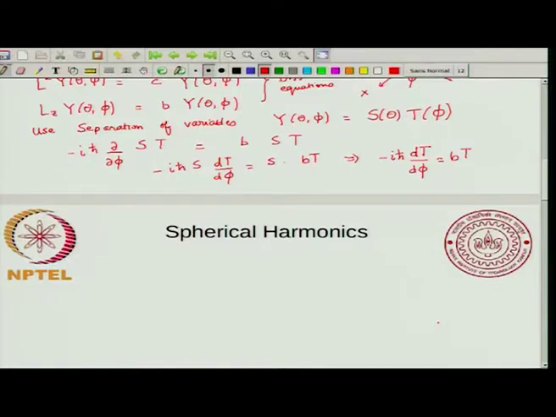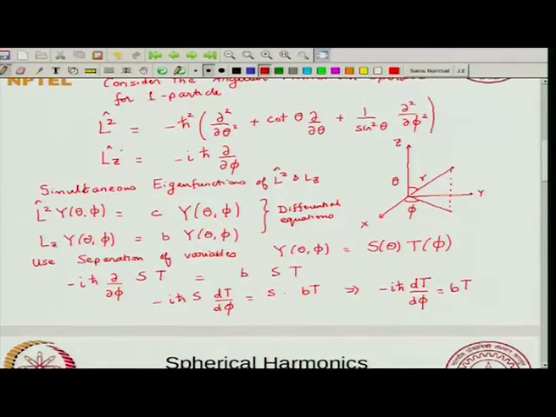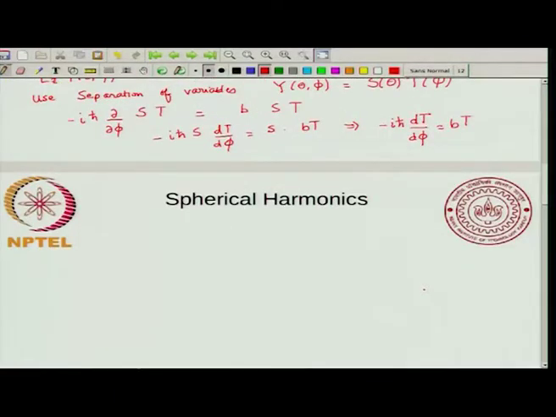Notice that by separation of variables you went from a partial differential equation, because Lz and L square involve partial derivatives, so it is a partial differential equation for psi, and from that you went to an ordinary differential equation for t. Now, you can solve this, and you can show that t is proportional to e to the i b phi. Let me write it correctly.